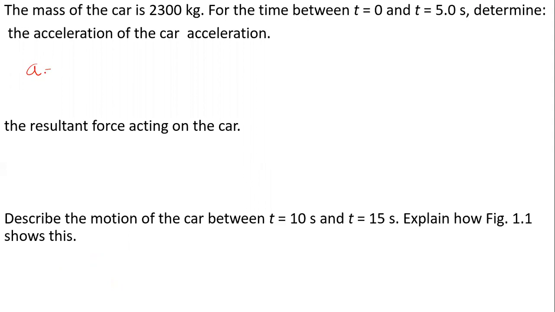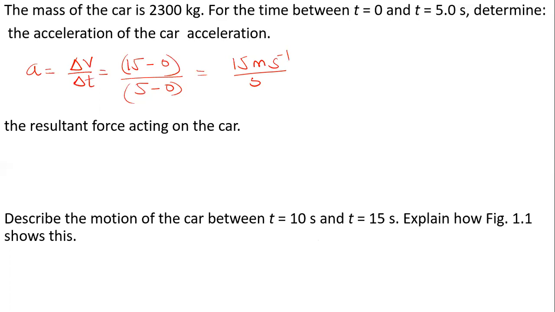We know what acceleration is. Acceleration is the same as change in speed over change in time. Now, change in speed is 15 meters per second minus 0, and change in time is 5 minus 0. This will give you 15 meters per second divided by 5 seconds. When you work on this, you can use your calculator, and you'll get 3 meters per second squared.